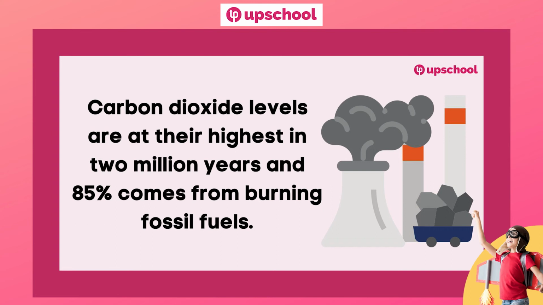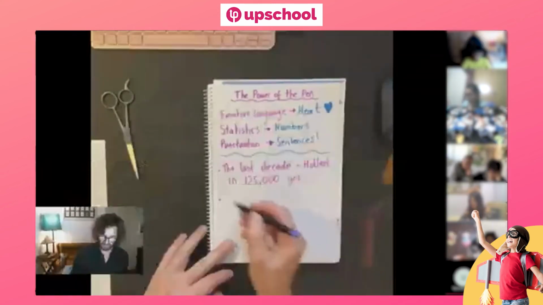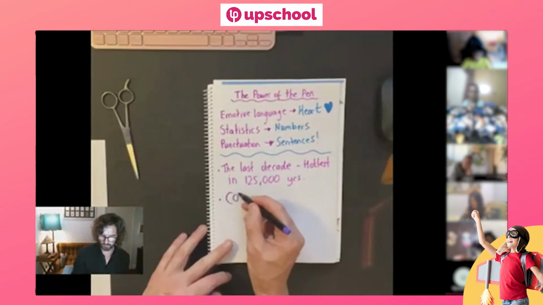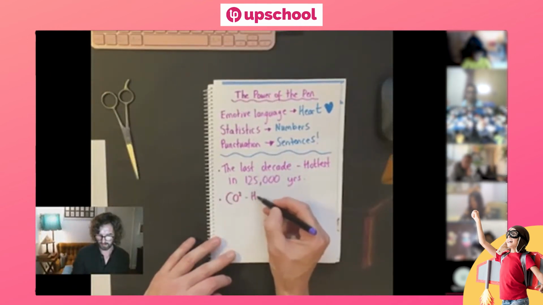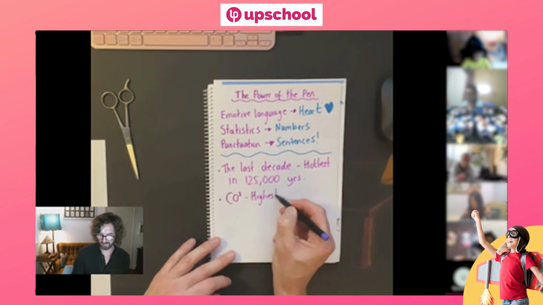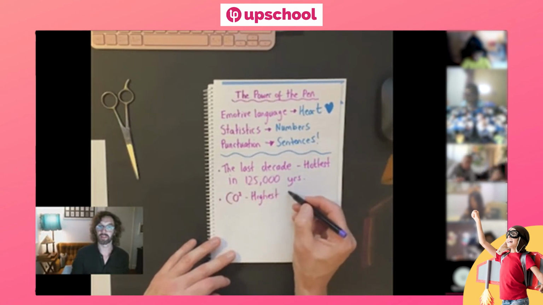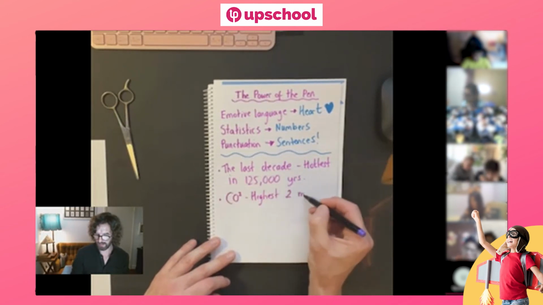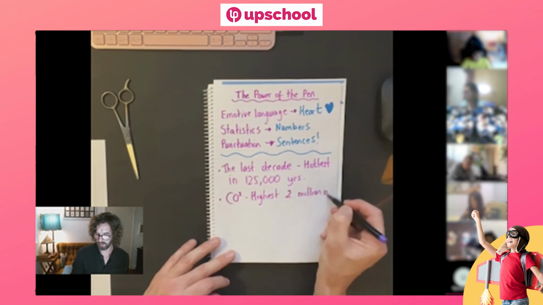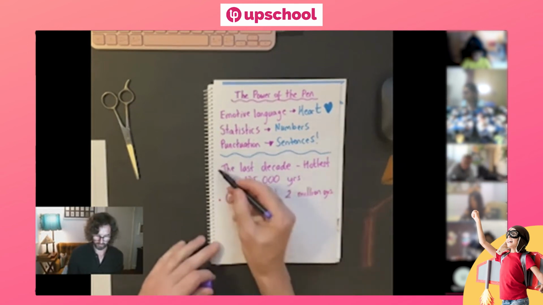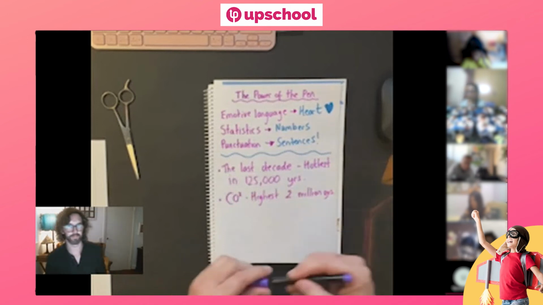I'm going to write it down looking something like this. I'll just flick to my book so you can see. I'll put CO2, and I'll write highest in 2 million years, just like this. Got 2 facts now, really important.